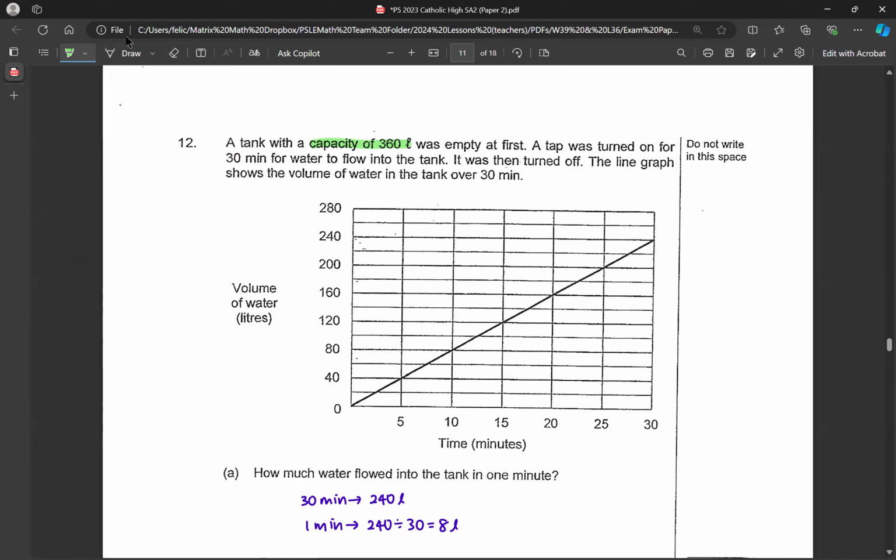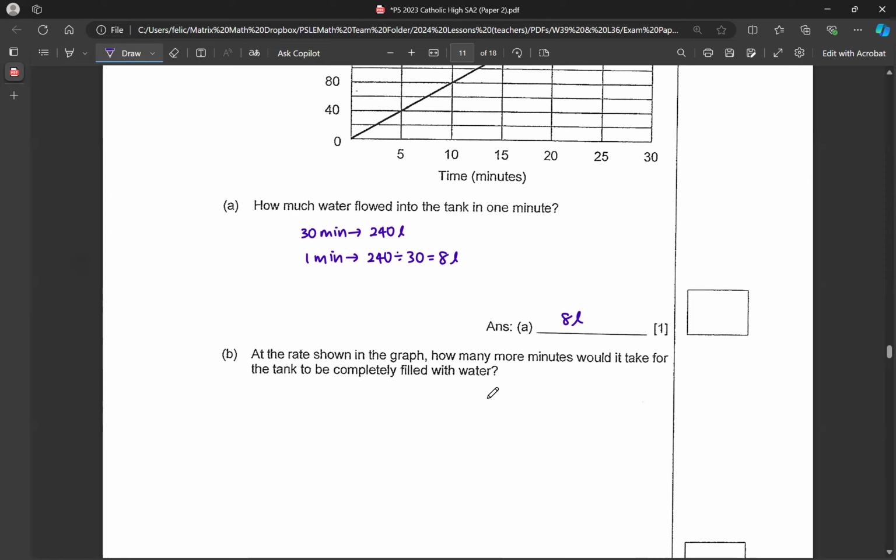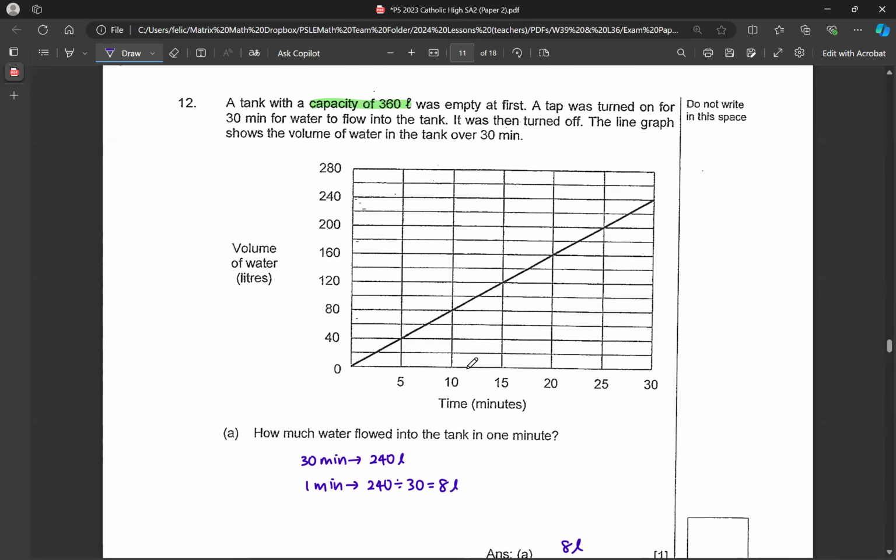Right now, up till the 30 minutes mark, we have filled up to 240 liters. So how much more to fill up? Let's find out the difference in volume first. Simply your 360 liters minus the current 240 liters, which is 120 liters. I need another 120 liters for it to be filled to the brim.